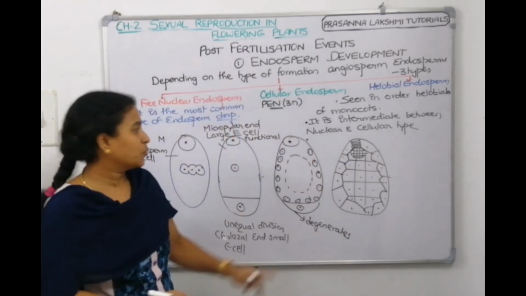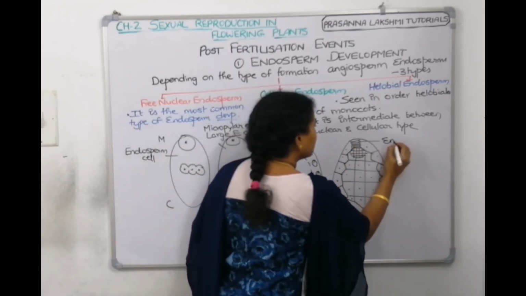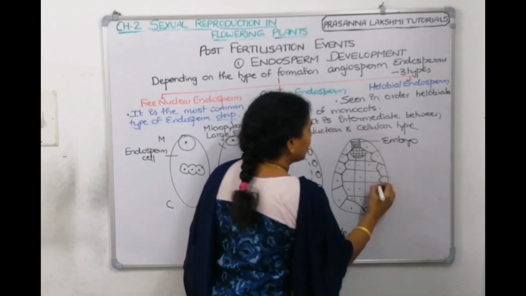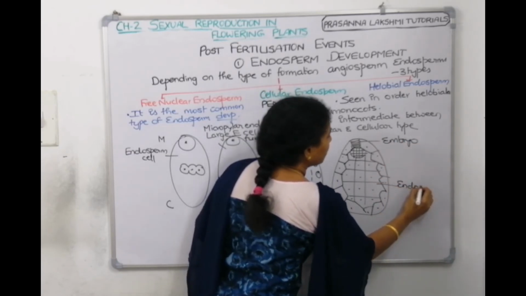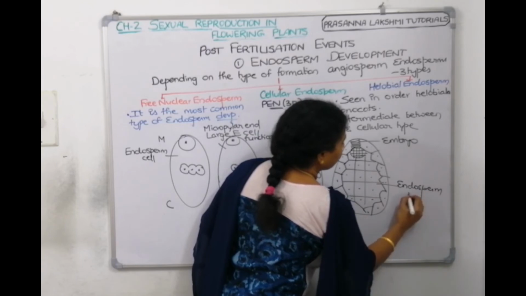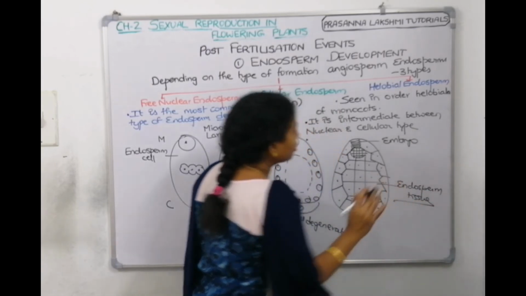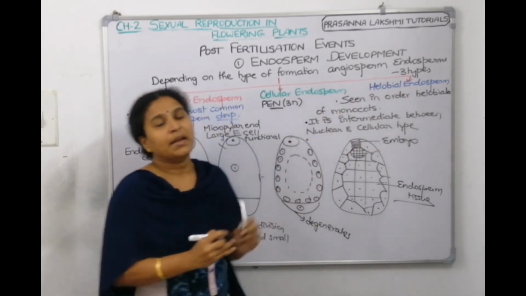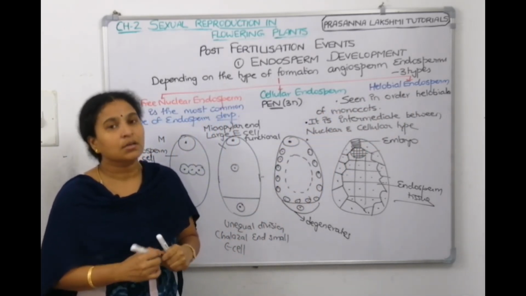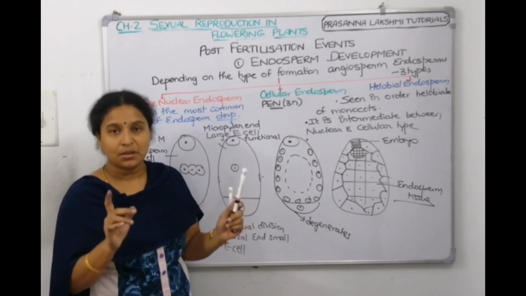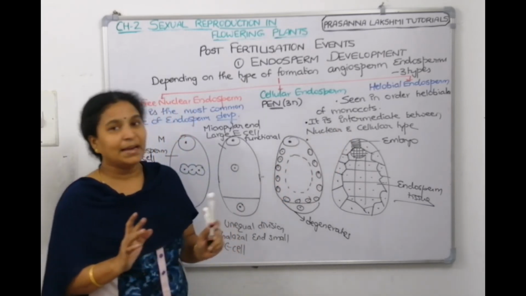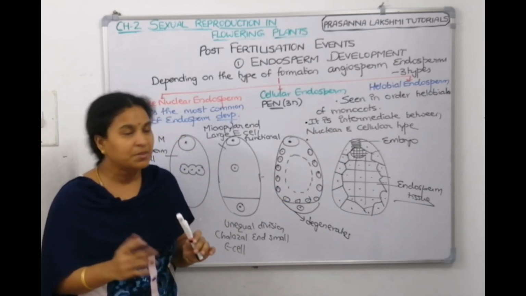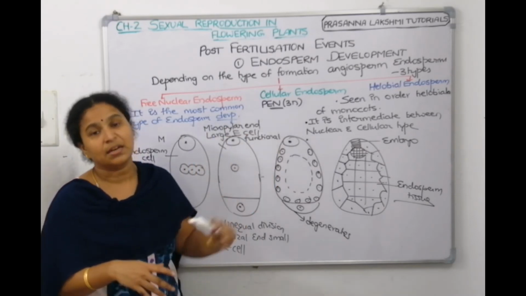All this becomes an endosperm tissue. Now the embryo is inside and it is taking nourishment from this endosperm tissue. Children, such a type of endosperm formation is called halobial endosperm, and it is seen in an order called halobiales, which comes under monocotyledonate class, and the endosperm development is intermediate between the nuclear and the cellular type.